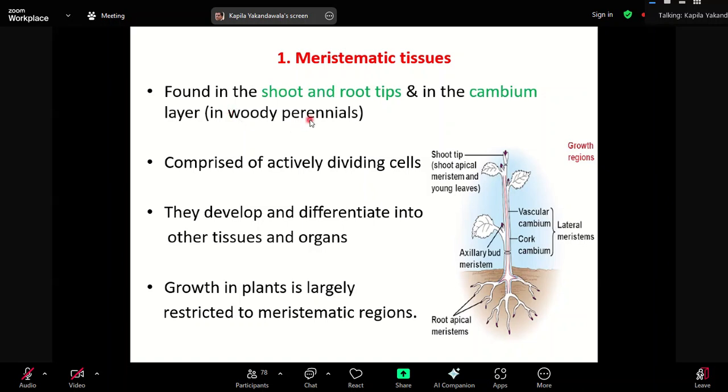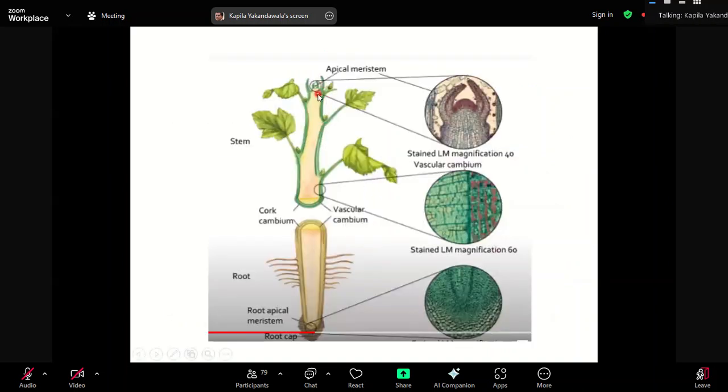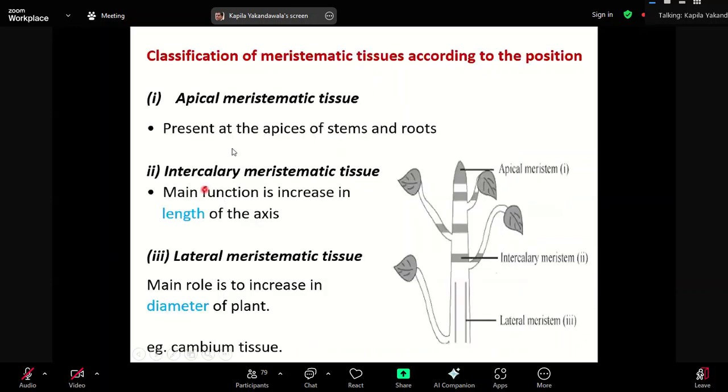Next group is meristematic tissue. It means it is always dividing. So it is produced at the shoot tip, root tip, in the stem, etc. As you can see here, for stem elongation and root elongation, and to increase the width and length of the tissue, these meristematic tissues are important. If the meristematic tissue is located at the apex of the root or shoots, we call it apical meristem, agrastha vibhajaka.